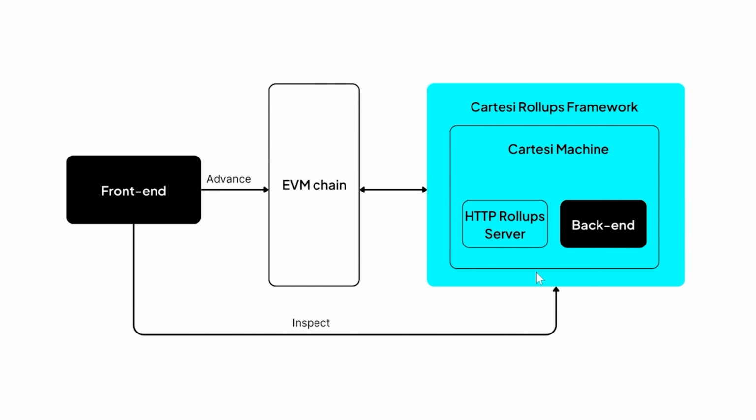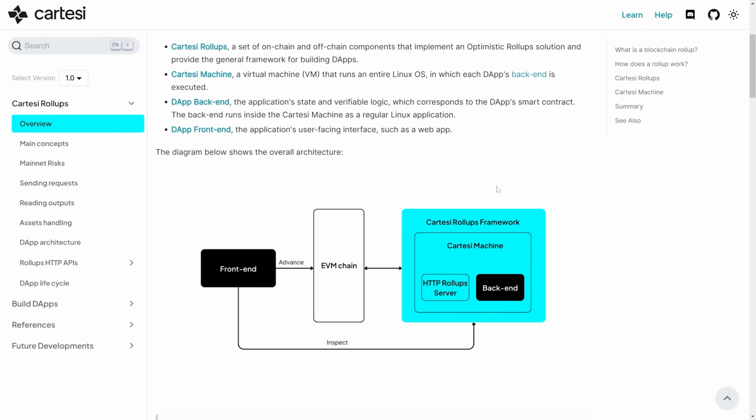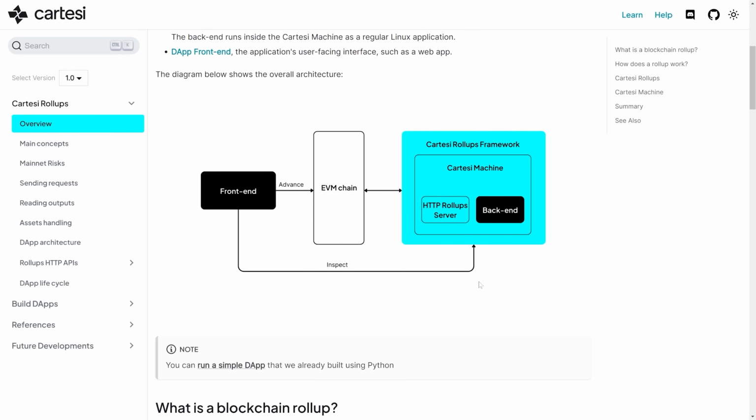And what that consists of is a Cartesi machine, which has the HTTP rollup server and our backend. Now, the Cartesi machine is a virtual machine that runs on a Linux RISC-V architecture. Now, this machine is very important to the security of Cartesi, which we'll get into later. But for now, what I want you to understand is that what we focus on as the developer here is the front end and the backend, just like we would in a traditional web application.